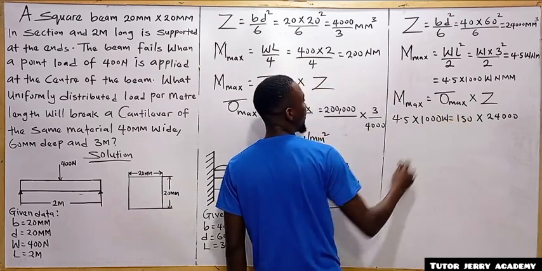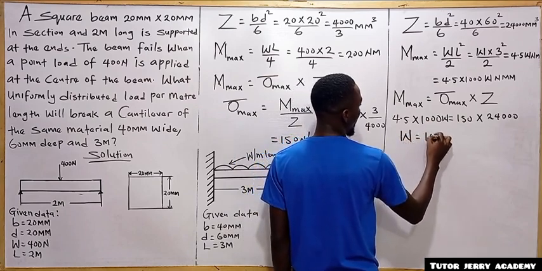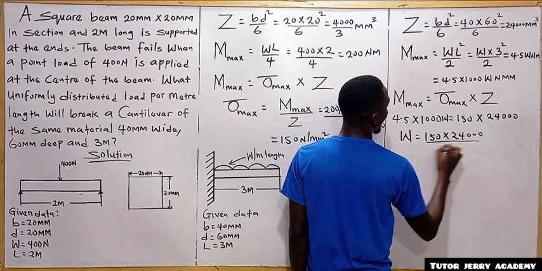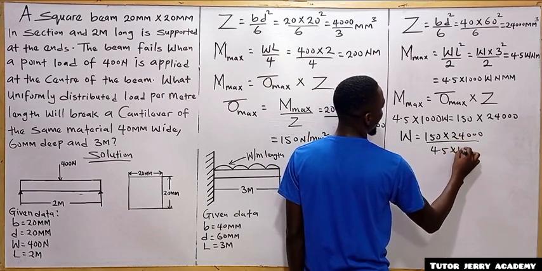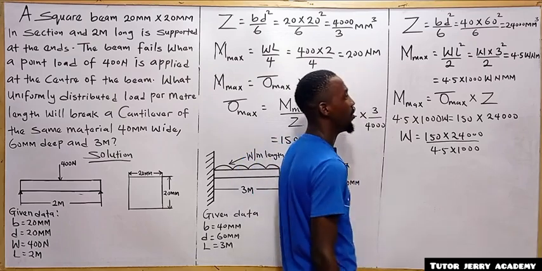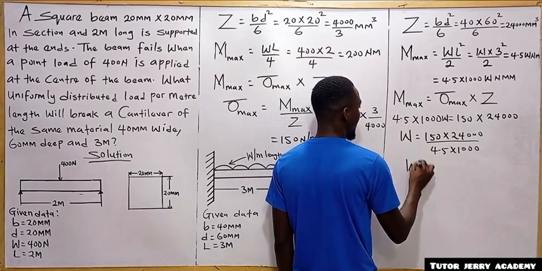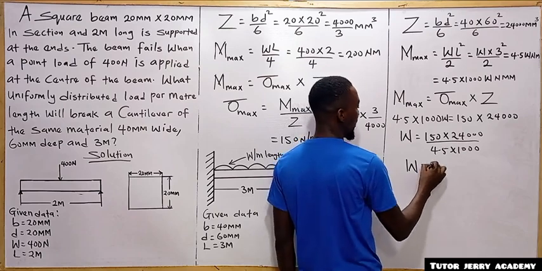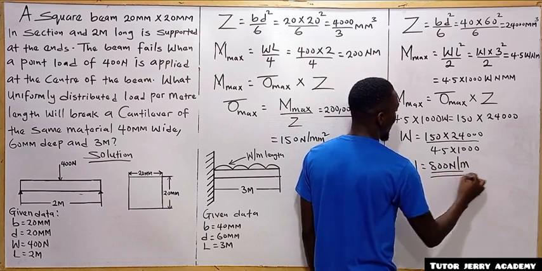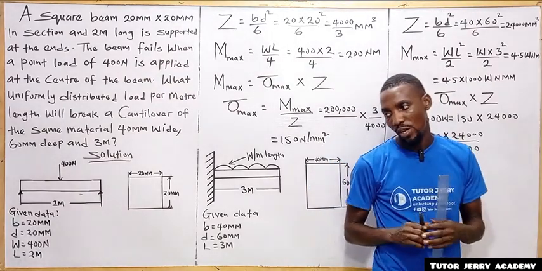All right, so for us to calculate this W now, we divide both sides by this. So it means that W will be equal to 150 times 24,000 divided by 4.5 times 1000. All right, so if you punch this in your calculator, you are going to have this to be equal to 800 Newton per meter. So that is going to be our answer for this question.